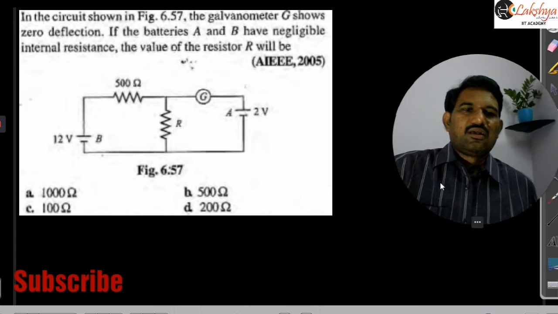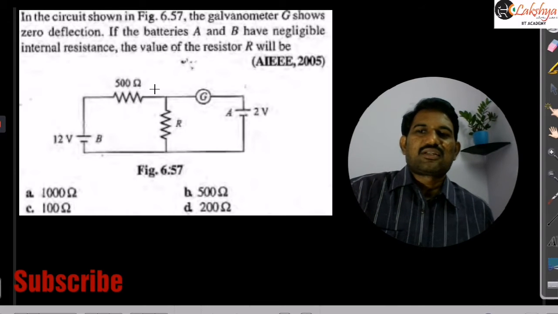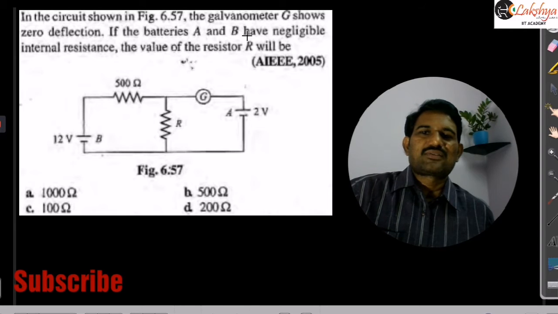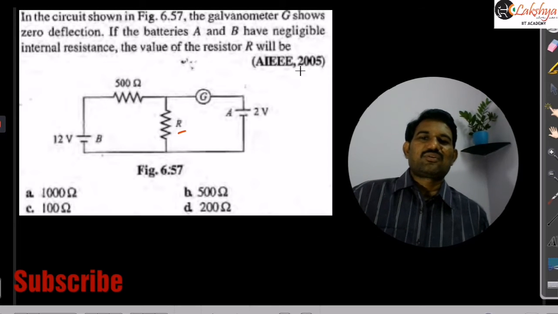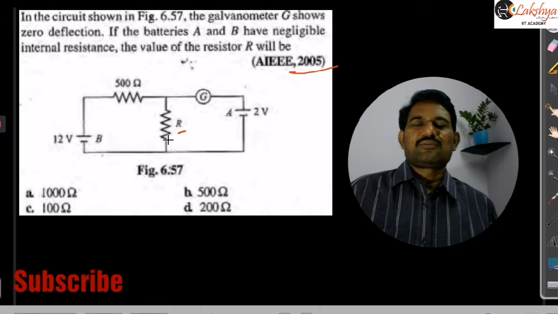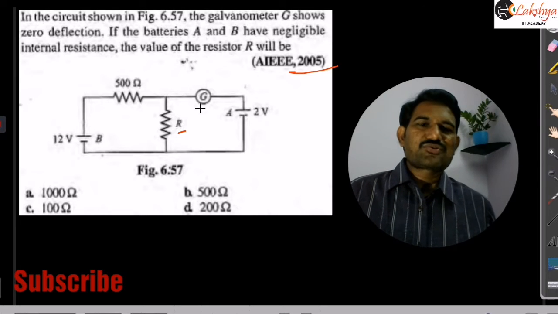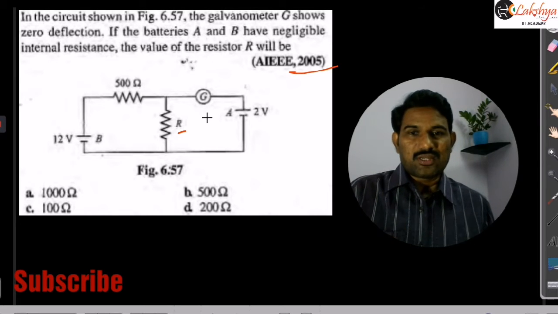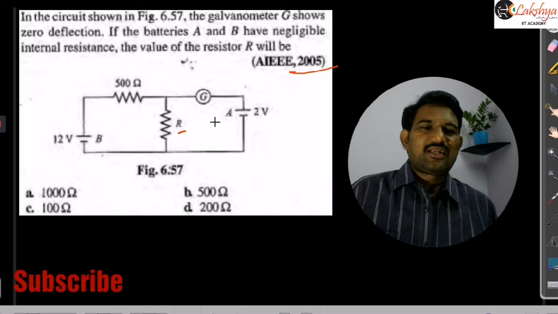This problem says: in the circuit shown in the figure, the galvanometer shows a zero deflection if the batteries A and B have negligible internal resistance. The value of R is? So they are asking this resistance value here. You can observe that it is a previous mains question. Here the galvanometer shows a zero reading. That is the important point, which is useful for us in the discussion of this potentiometer.